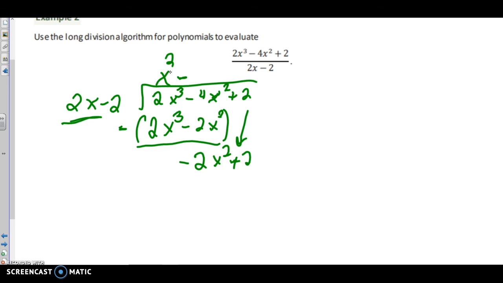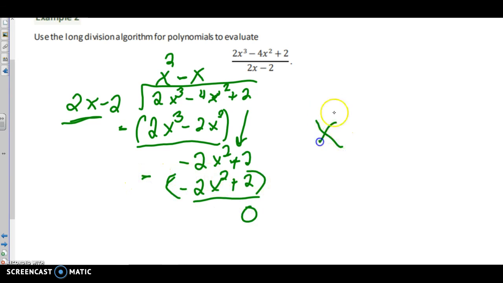And 2x goes into negative 2x squared, negative x times. Negative x times negative 2x is negative 2x squared. Negative x times negative 2 is positive 2. And when I subtract, I end up with 0. So my solution is x squared minus x.